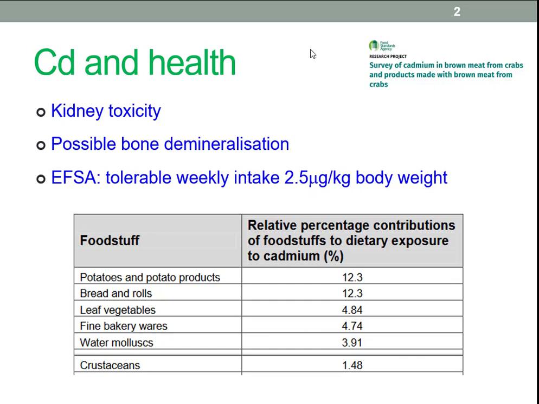Note from the table that although crustaceans like crabs may contain quite high amounts of heavy metals such as cadmium, they form a relatively small amount of a typical person's diet. See the FSA link here if you want more information. There's a link there.